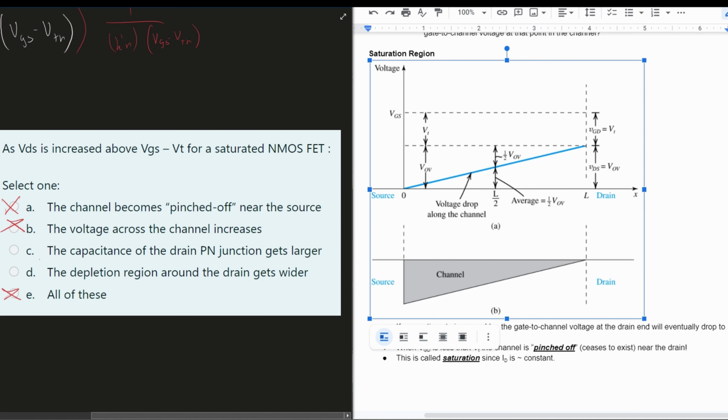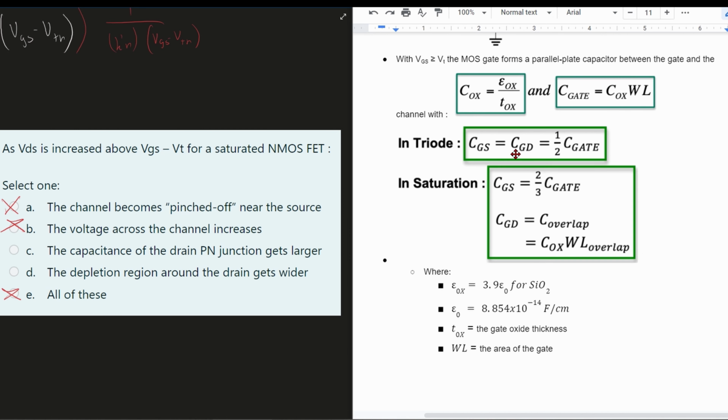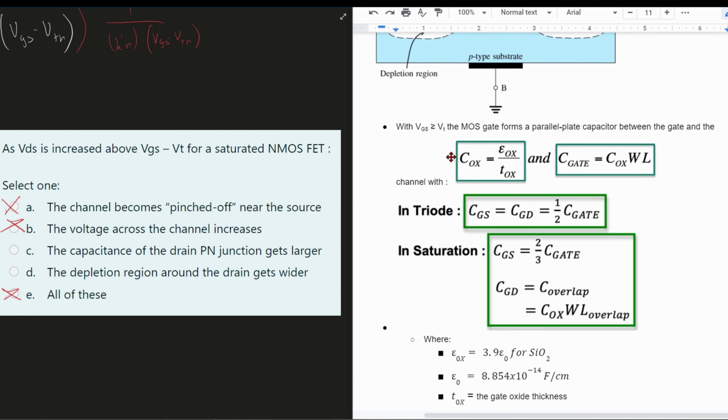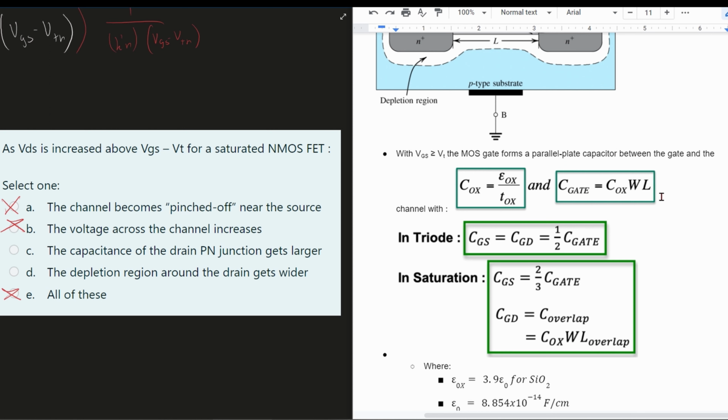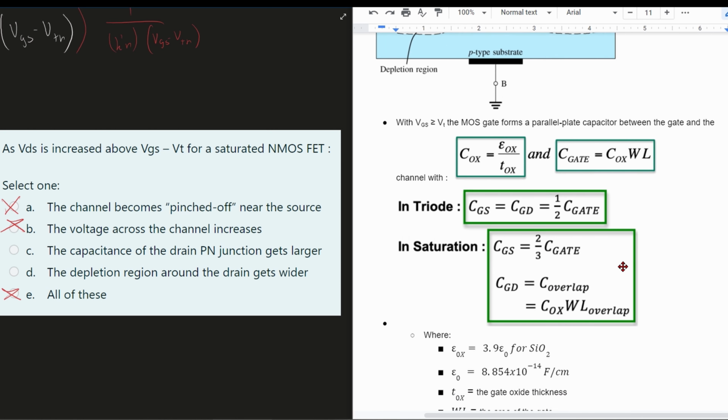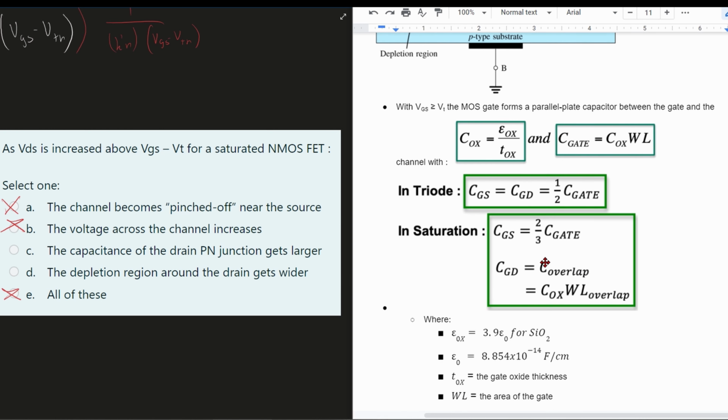Next we have, the capacitance of the drain junction gets larger. And the capacitance, if we look at the capacitance right here in saturation for the parallel plate capacitor between the gate and the channel, it's going to look something like this. And from here, it's not going to get larger. We can see that if we were to plug in some values and actually test this for our CGS, because this is the capacitance for the drain PN.